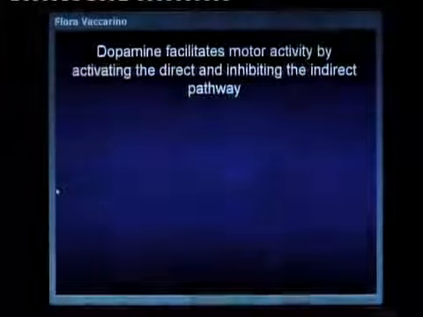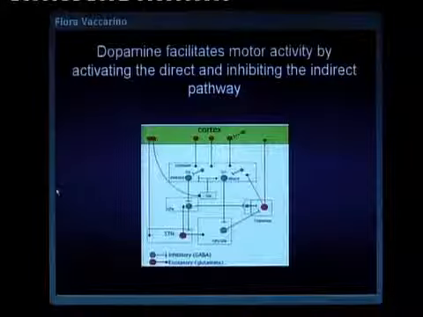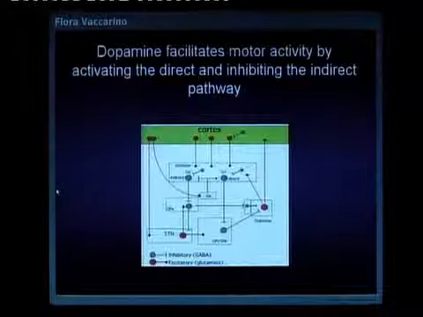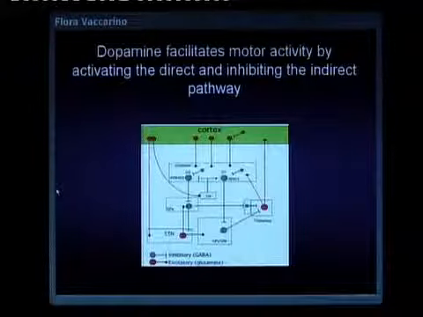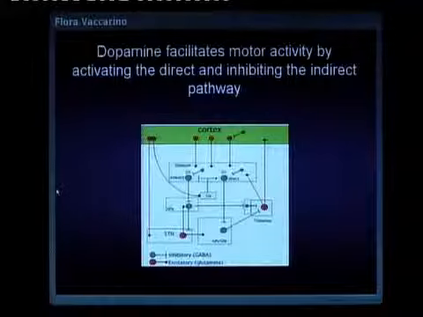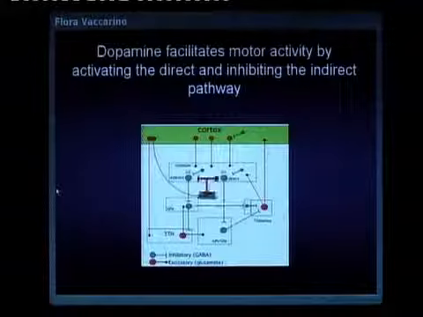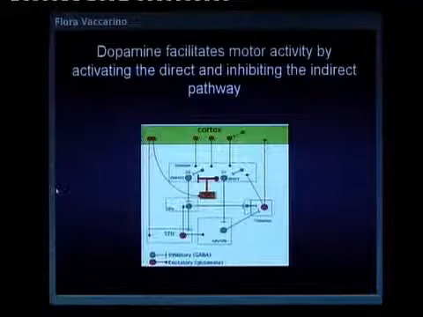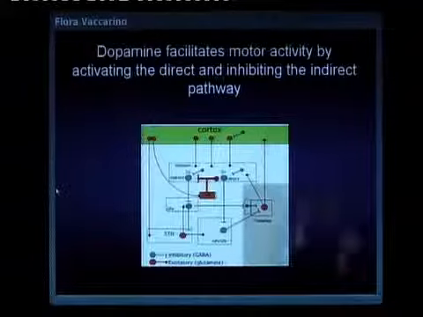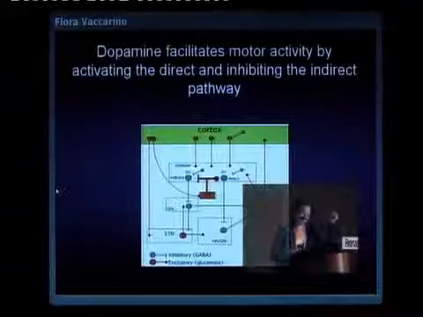What does dopamine do? Dopamine will activate the direct pathway and inhibit the indirect pathway. By doing that, the dopamine will activate this and inhibit that, so it will tend to facilitate movements, and that again explains the symptoms of Parkinson's disease.